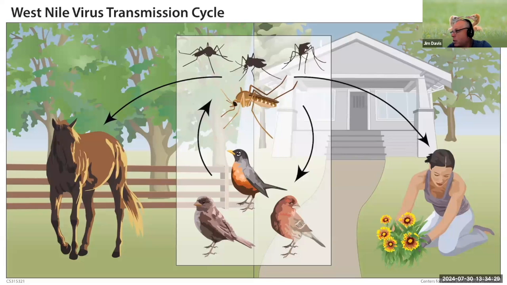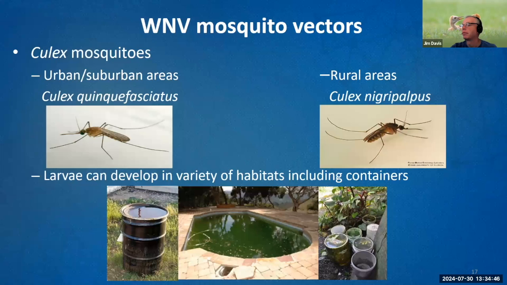So mosquitoes with West Nile virus also bite and infect people, horses, and other mammals. But again, they're what's considered a dead end host. This means they do not develop high levels of virus in their bloodstream. They cannot pass the virus on to other mosquitoes. So West Nile vectors, Culex mosquitoes, live in urban and suburban areas. This species, Nigripalpus, in rural areas.